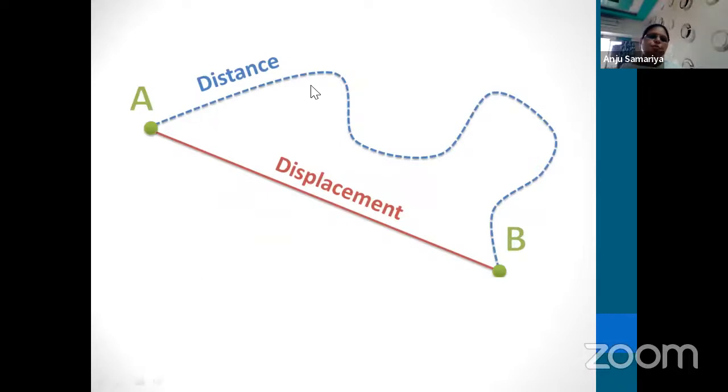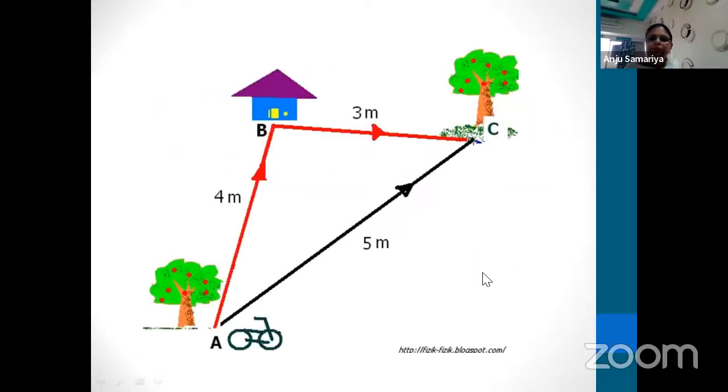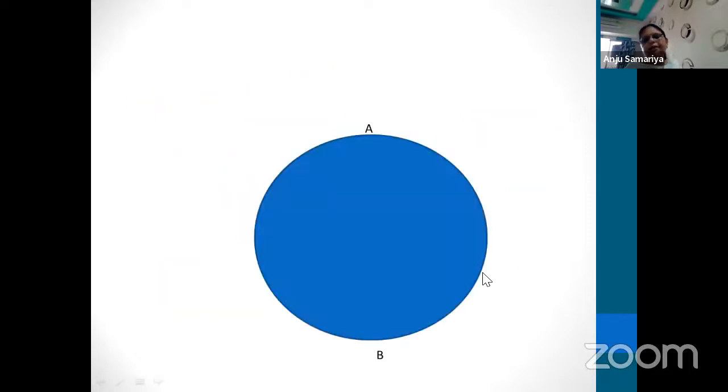So a person is moving in a zigzag manner. So from A to B, the total distance will be the length of the dotted line, whereas the displacement will be the straight line path from A to B. Now this is very important.